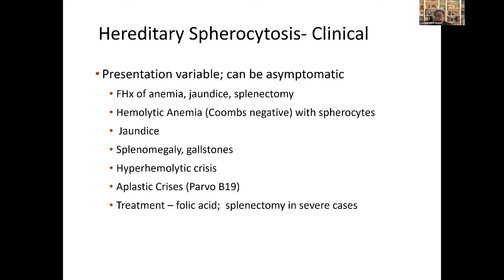And the treatment in the majority of cases is really supportive. Folic acid is the mainstay of treatment because these people rely on increased folate for their increased cell turnover. And in the severe cases, splenectomy is still being used.